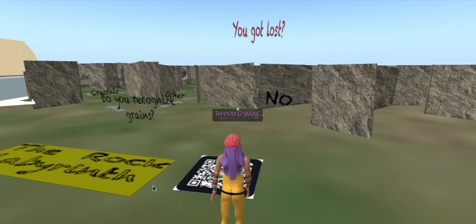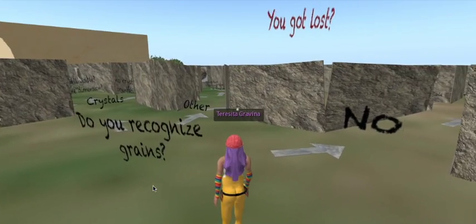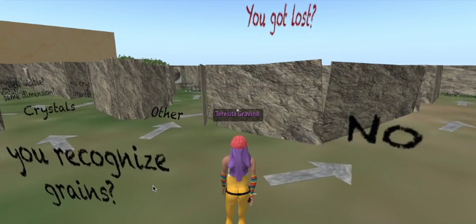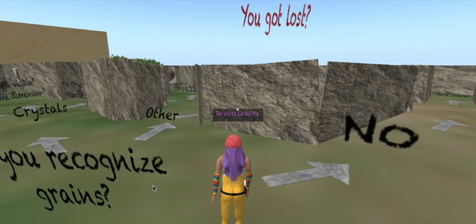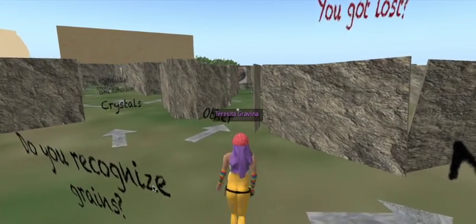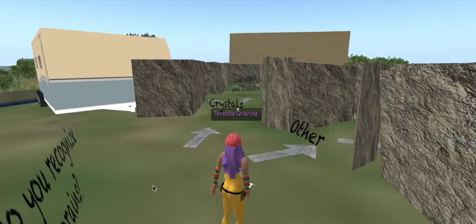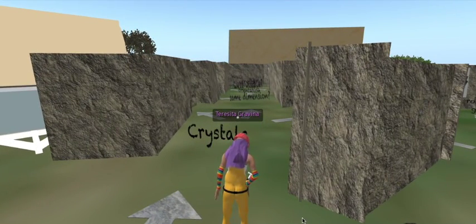Then, after they have seen the rock, they have to answer the question of the labyrinth. First of all, whether they recognize grains, and there are three answers: no, other, and crystals. No, of course, means that there are no grains in the rock. Other, if there is other material different from crystals. And finally, crystals. In the case of my rock, I have recognized the crystals.